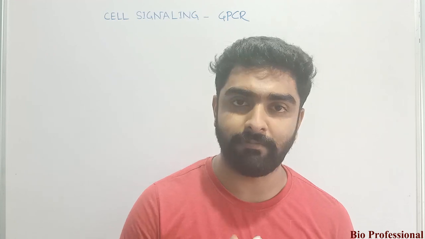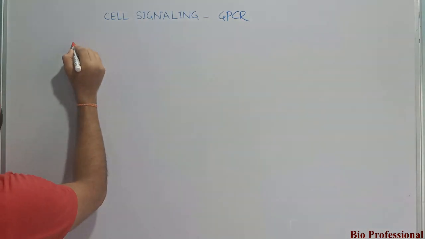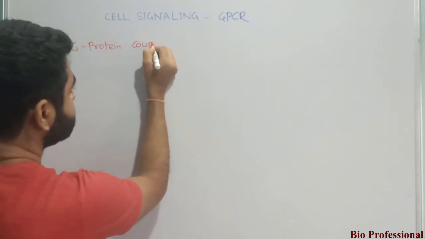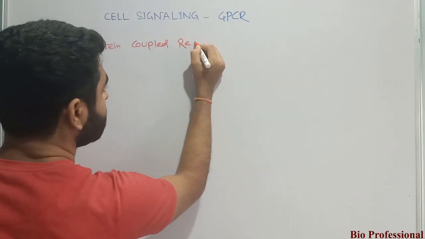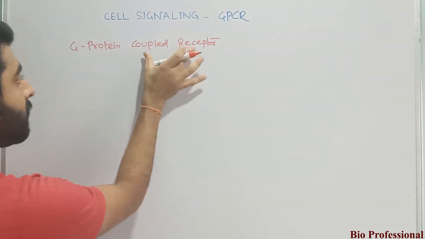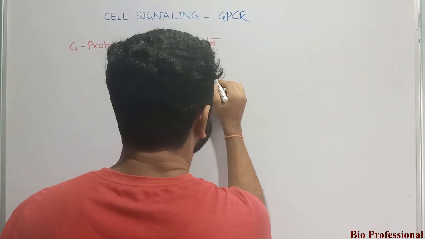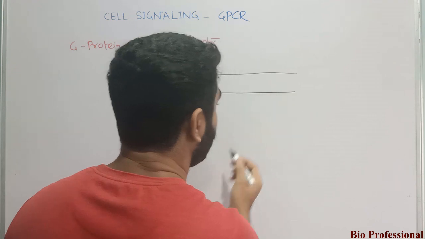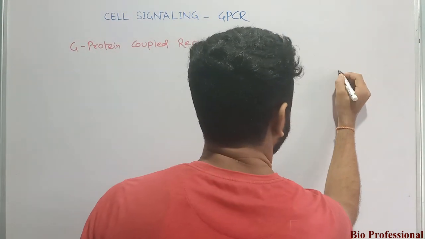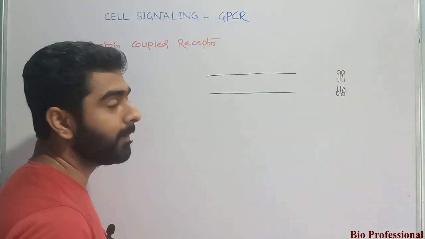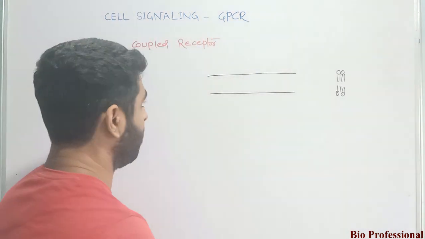Now first let me write the full form of GPCR. This is known as G protein coupled receptor. Why this is called G protein coupled receptor, we will see, because it is associated with G protein. What I wanted to draw here is, let's say this is the plasma membrane. We know about the plasma membrane. This is a lipid bilayer. I'm not drawing it like this; I just drew two lines to represent the plasma membrane.